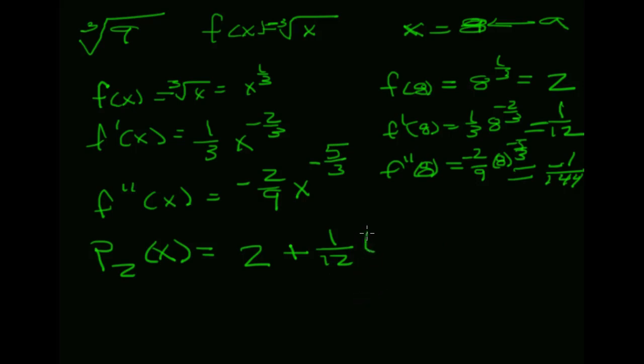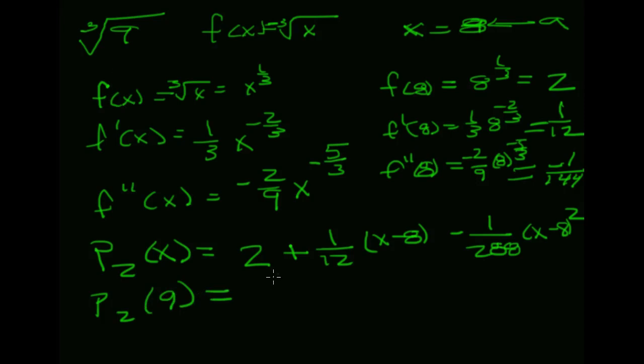This is not Maclaurin. So this is going to be x minus 8 minus 1/288 (x minus 8) squared. And that's a good thing that I caught that, because I want this valued at 9, because we're trying to find the cube root of 9, and this is 2, and 9 minus 8 happens to be 1, so this is going to be plus 1/12 minus 1 over 288, and this also becomes 1. Aha, that makes it nice.